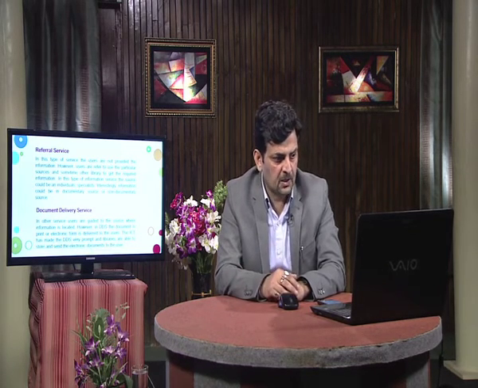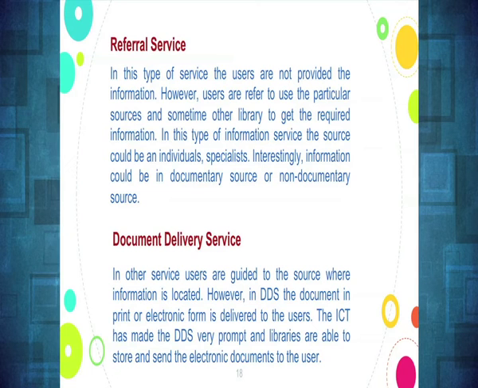And this referral service is not only confined to libraries or documents. Sometimes library staff or reference staff also refer to individuals, or sometimes they also refer to different institutions other than libraries. So, here the library reference staff refer the users to other institutions or individuals to fulfill their information needs. Another category of responsive information service is document delivery service. In other services, users are guided to the source where information is located.